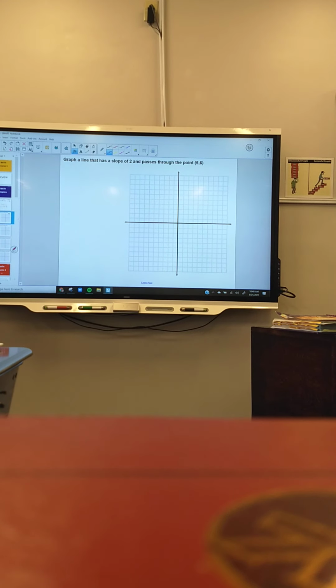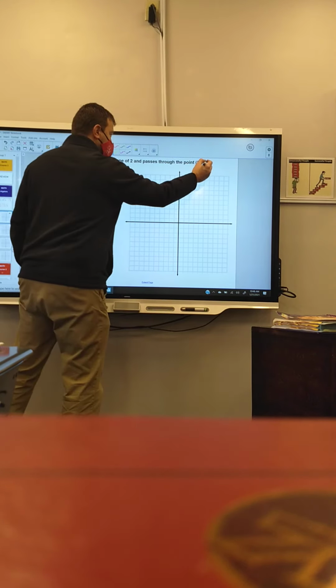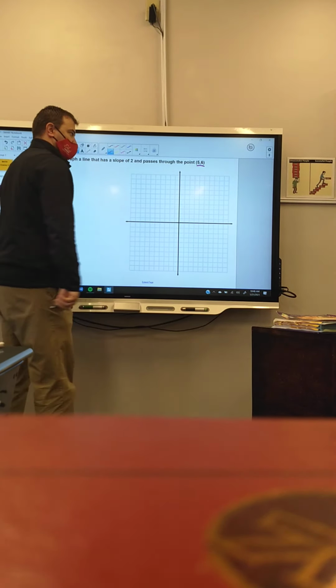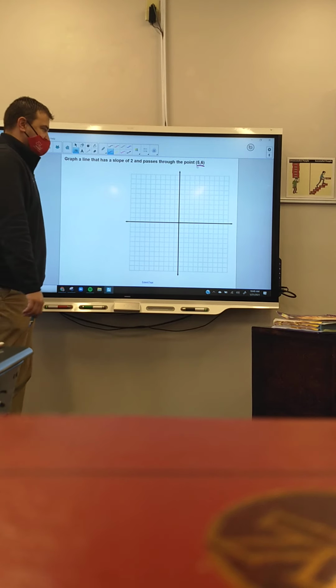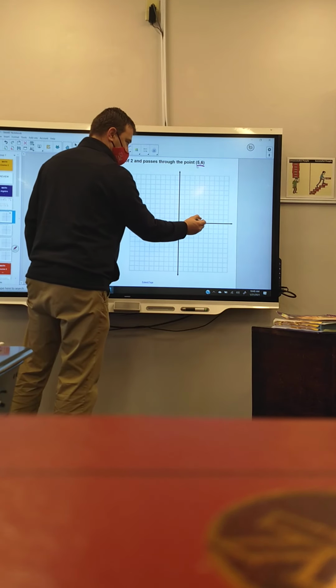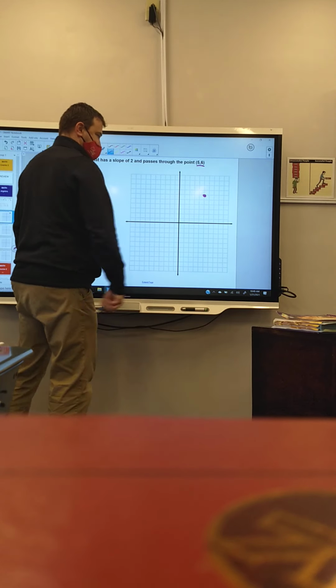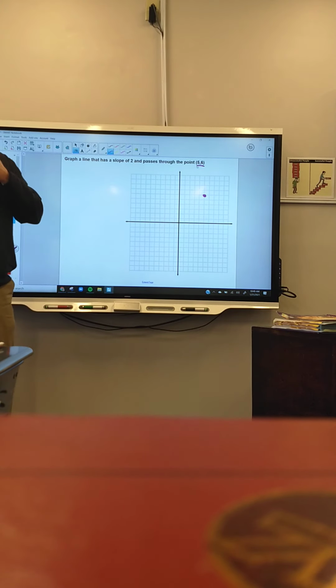So on your paper, if you got the one with the grid, this one says graph a line that has a slope of 2, and it passes through the point 5, 6. We don't really even need slope-intercept form, and we don't need point slope form to do this. If we're simply just graphing it, look at the data. I know it goes through 5, 6, so go ahead and put a point at 5, 6. 1, 2, 3, 4, 5, up 6. I know my line passes through that point, right?